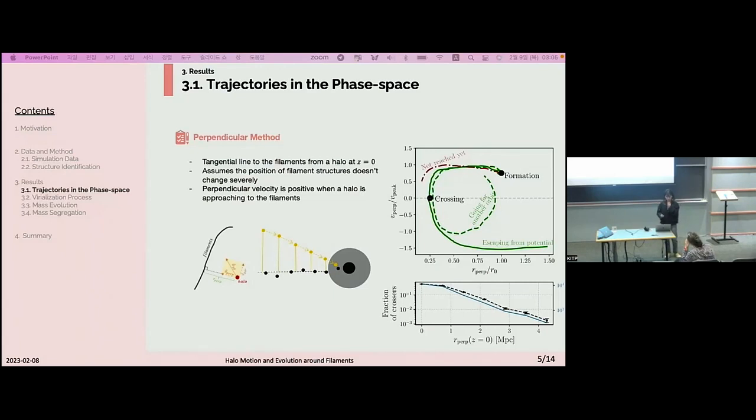And some of these crossers would also pass the apocenter around the filament and go past another pericenter again, and some halos would just escape from the filament potential. And there are also non-crossers, which are marked as brown dot-dash lines, and they are actually not our main interest in our work.